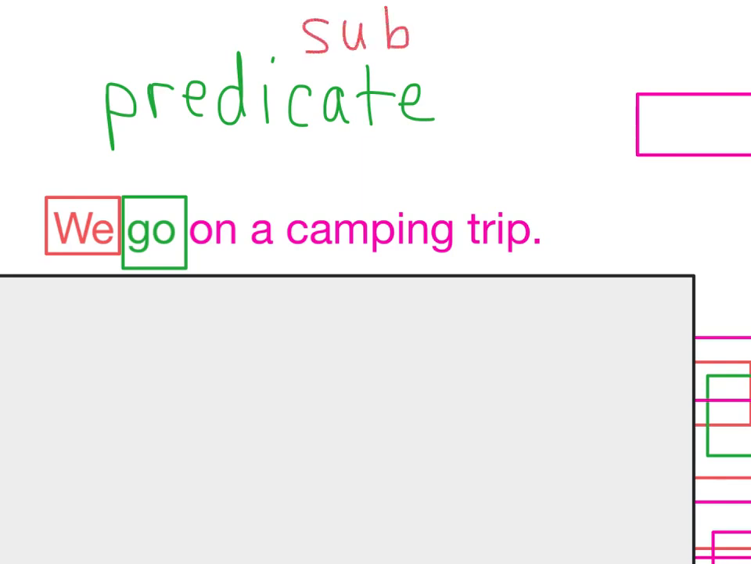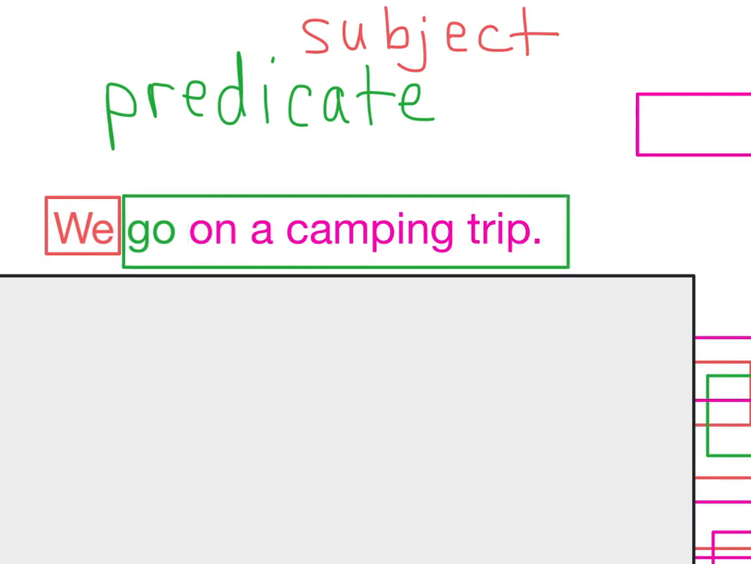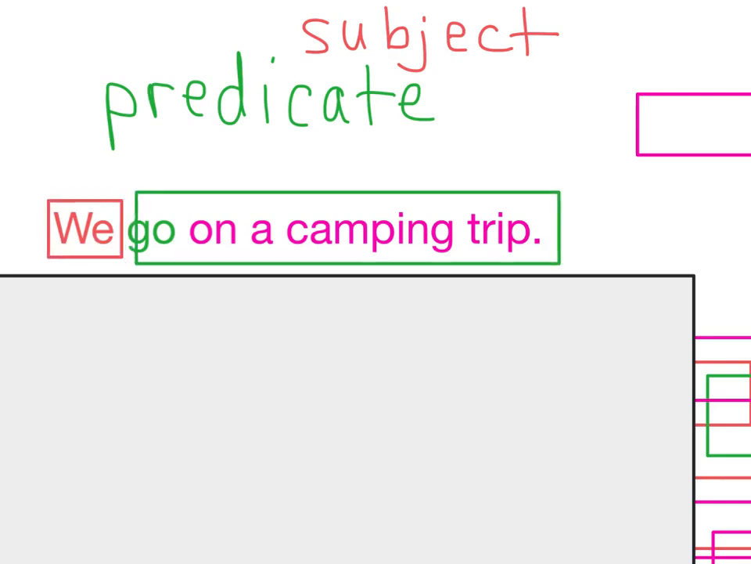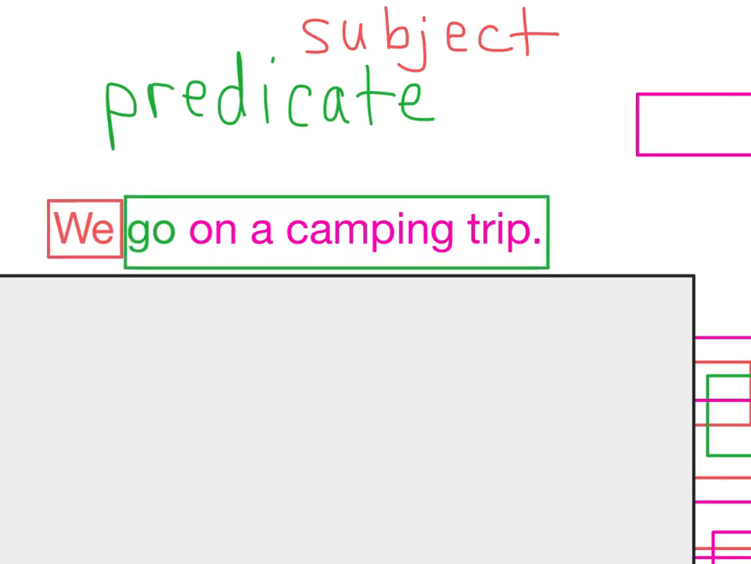That is who or what the sentence is about. And it comes before the verb unless it is a there is, there are sentence. The second part of the sentence is the predicate, and I use green for that. So this whole rest of the sentence is the predicate. So there's my two parts. We is who it's about, that's the subject, and the whole rest of the sentence is the predicate.